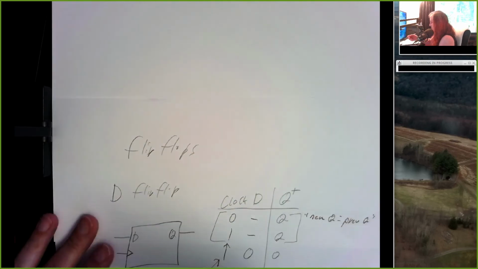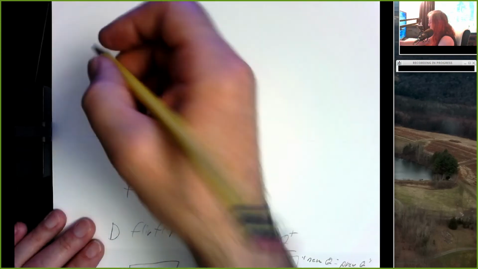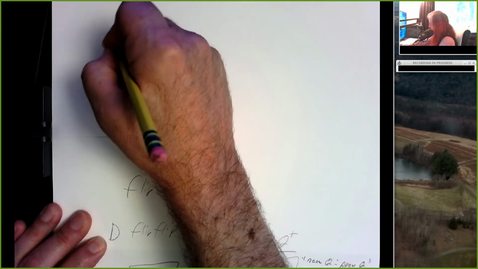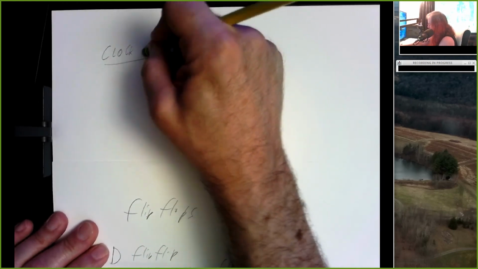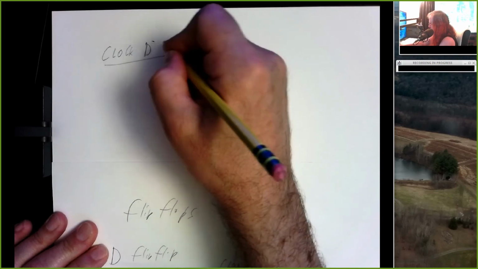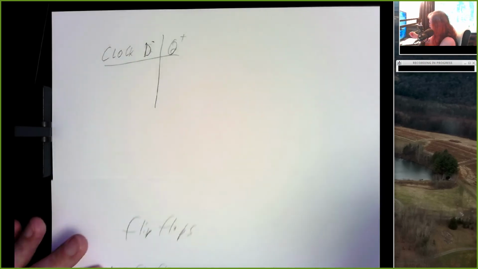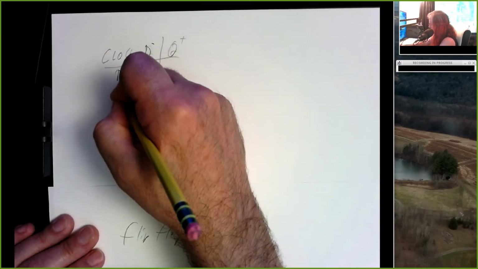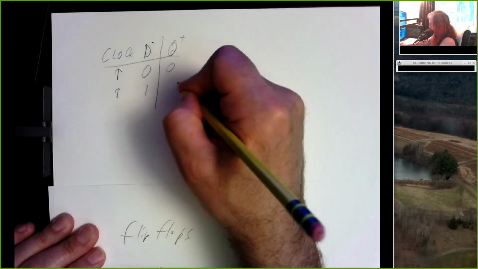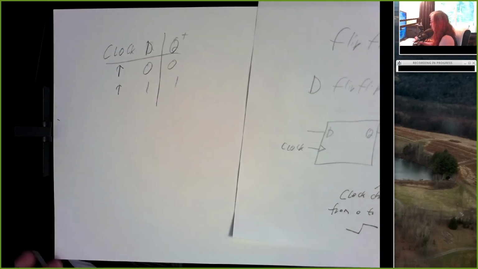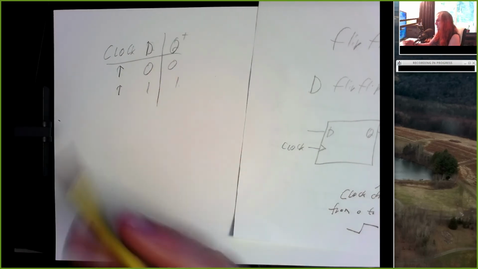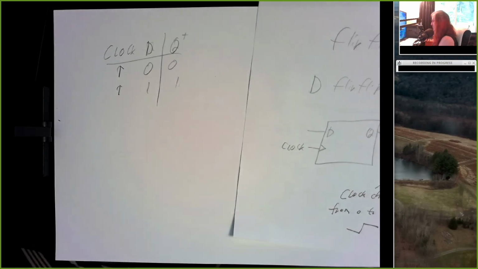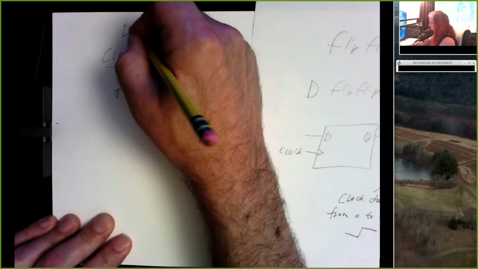And so here's a more typical truth table for a D flip-flop. So here's our clock input, here's our D input, here's the new value of Q. And there you go. When the clock changes from 0 to 1, if D is a 0, Q becomes 0. If D is a 1, Q becomes 1. So that's a D flip-flop.